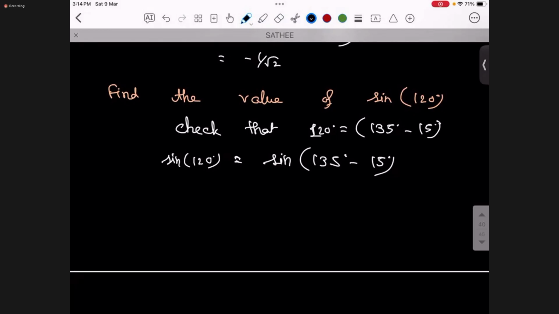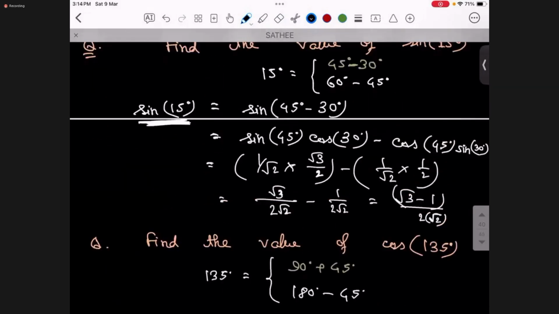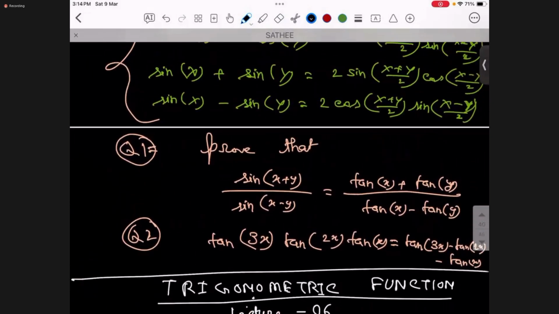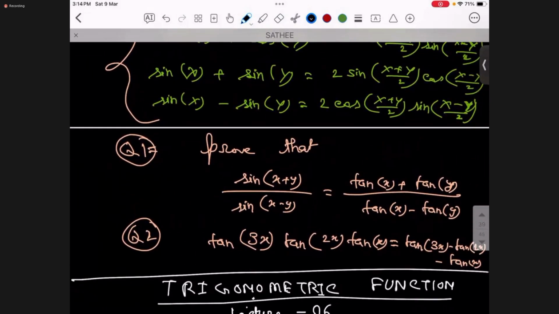Okay. So in the last lecture I gave two problems, question number 1 and question number 2. So let us discuss them right now. We are already well aware of the sin x plus y and sin x minus y formulas. So just use the formula.